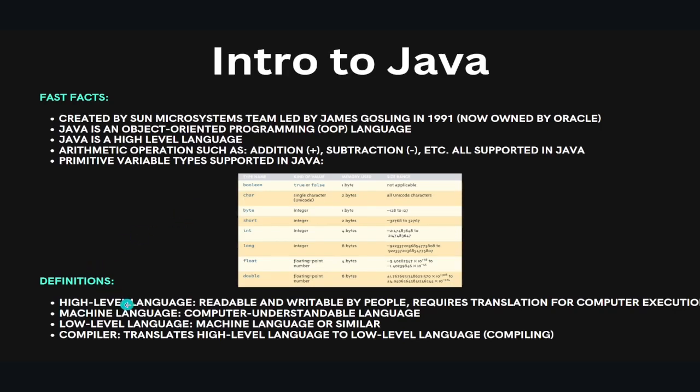But yeah, some more definitions. A high-level language is readable and writable by people. It requires translation for computer execution, and that's what Java is. Machine language is computer understandable language. Low-level language is machine language or similar. A compiler translates high-level language to low-level language. You're going to learn, I think, ARM, which is a low-level language, but that'll be later in your second year. But let's move on to the next slide.